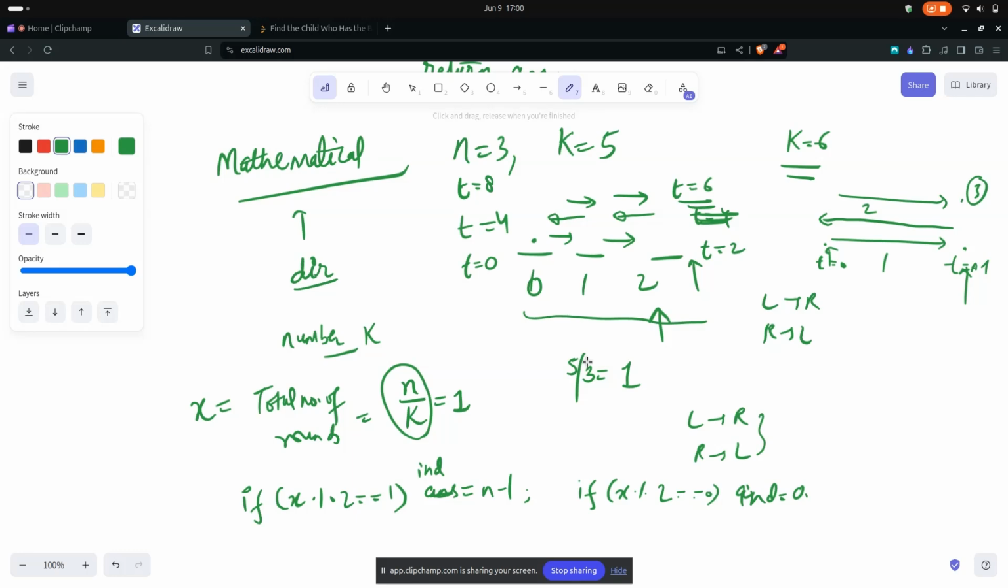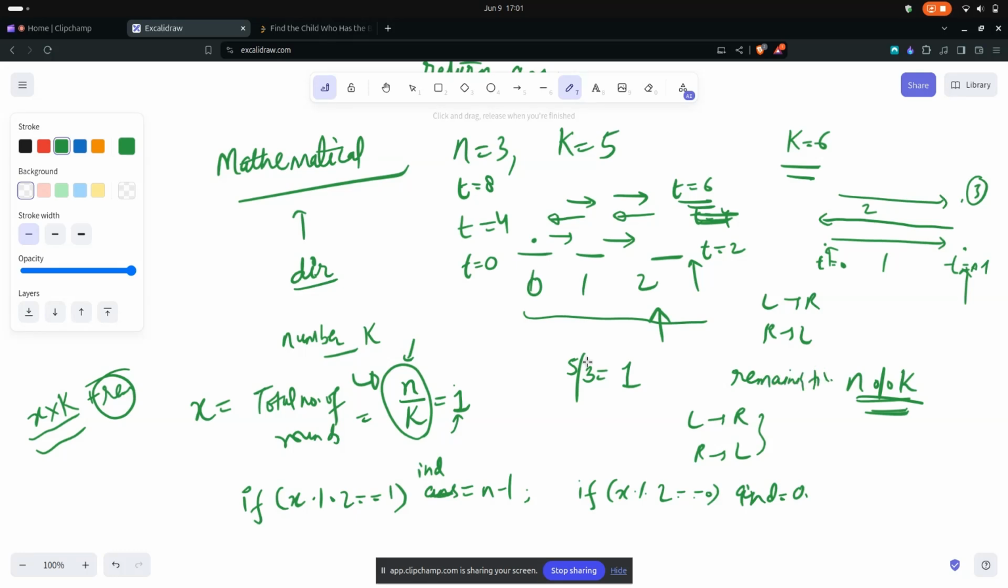Now what's the remaining time? It's just k mod n. Why? Because k by n tells us for how much time we have traversed. We have traveled x times n seconds. And what will be the remaining? It will just be the remainder. So k mod n will be the remaining time that we have to travel.